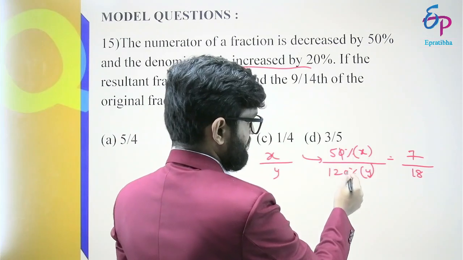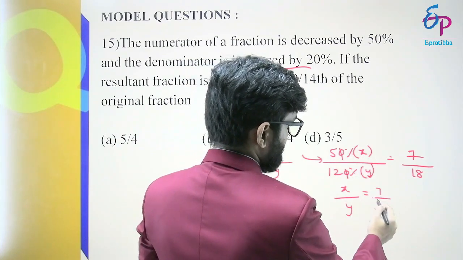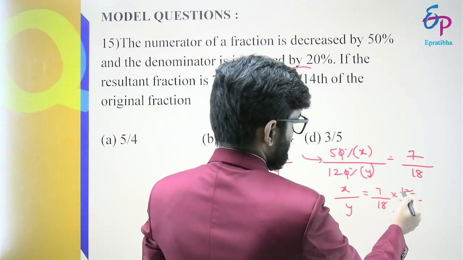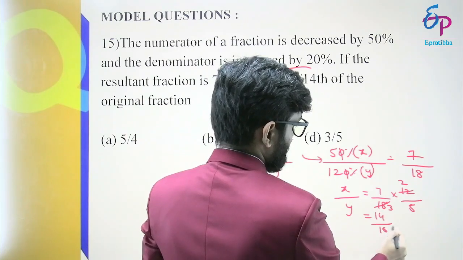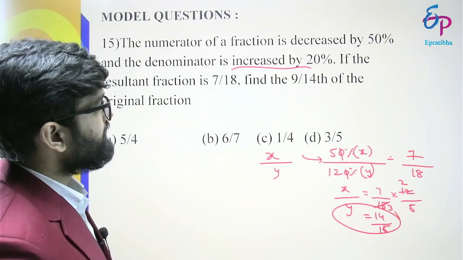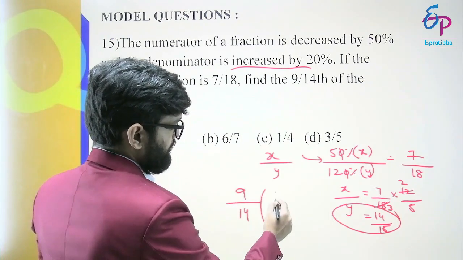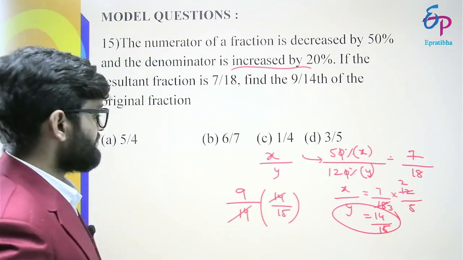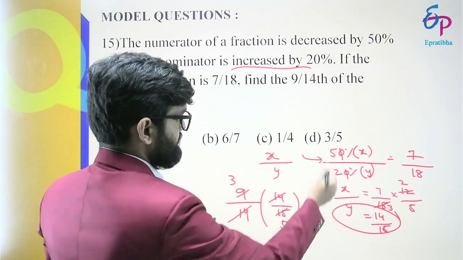How to cancel? Zeros cancel. x by y is equal to 7 by 18 into 12 by 5. How much am I getting? 6 2s are 12, 6 3s are 18, so you are getting 14 by 15 as the value. But what are they asking us to find? They are asking us to find 9 by 14th of 14 by 15. So 14 and 14 cancel. What is the answer? 3 3s are 9, 3 5s are 15. The answer is 3 by 5.